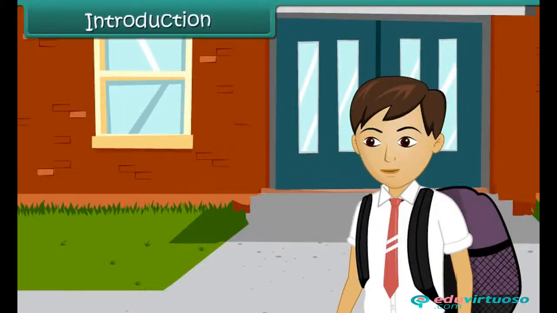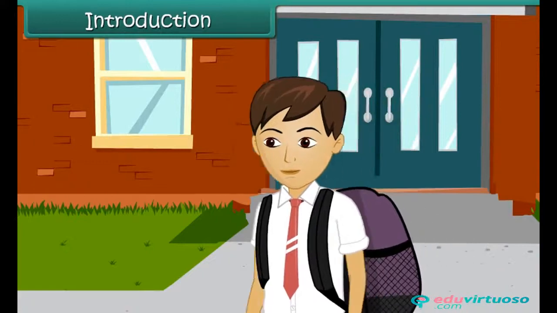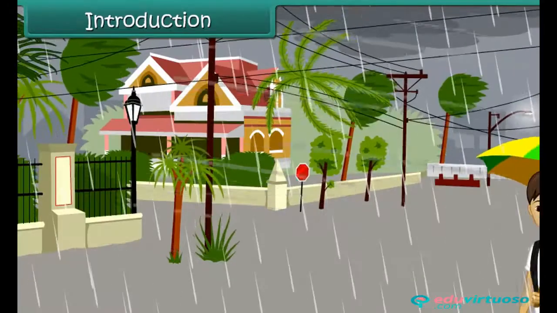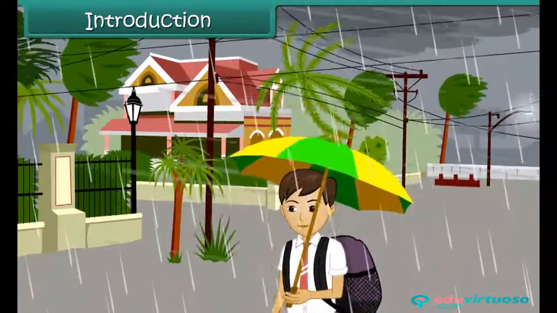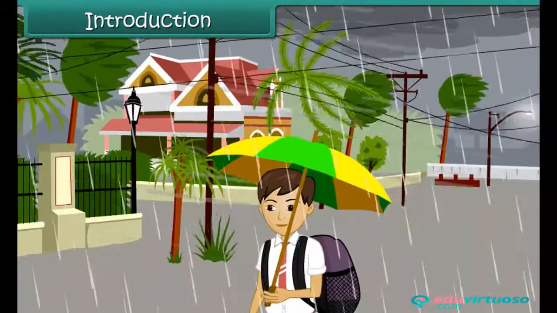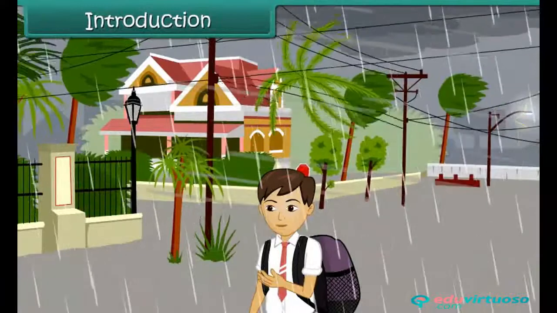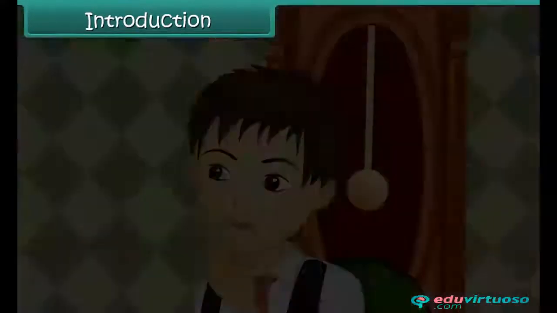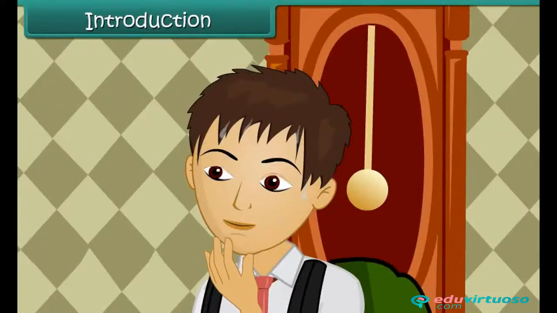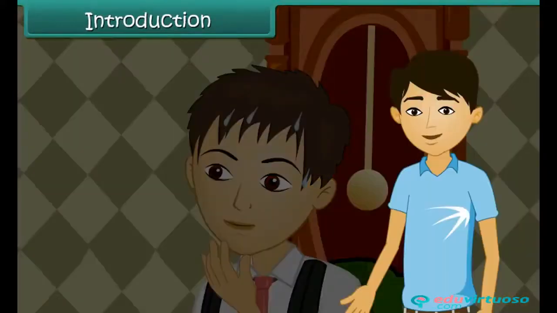Introduction. Your school is over. It is raining heavily. You open your umbrella and start walking towards your home. Suddenly, a powerful gust of wind blows your umbrella away. You are completely drenched. You return home wondering about the power of wind. In this lesson, we will discuss air in detail.